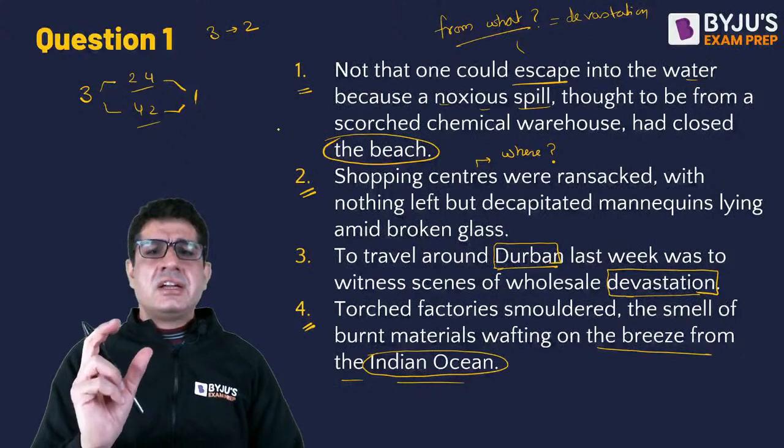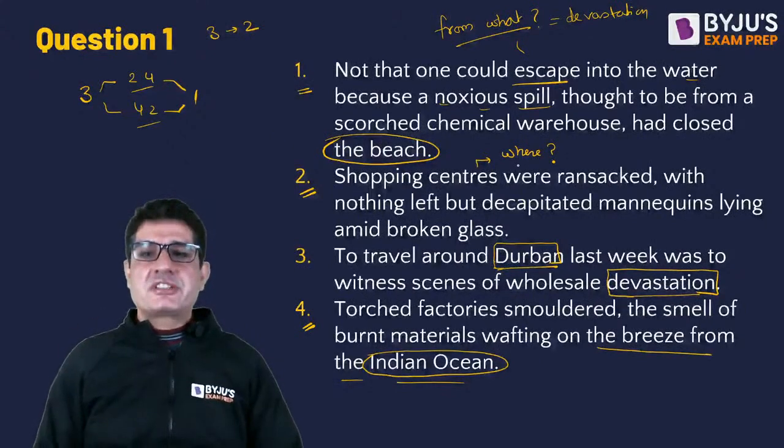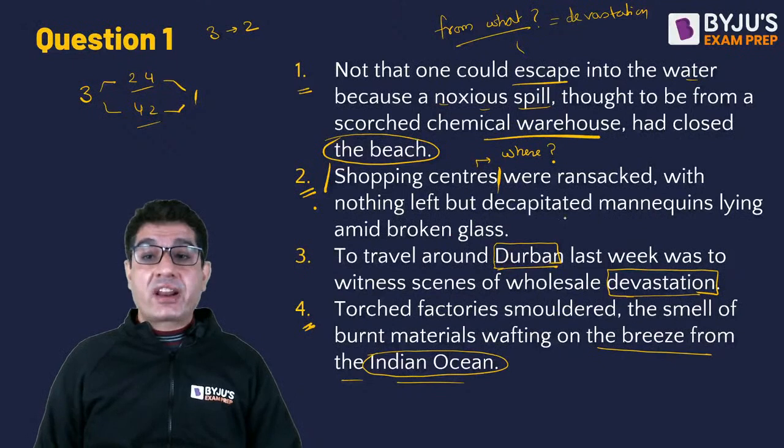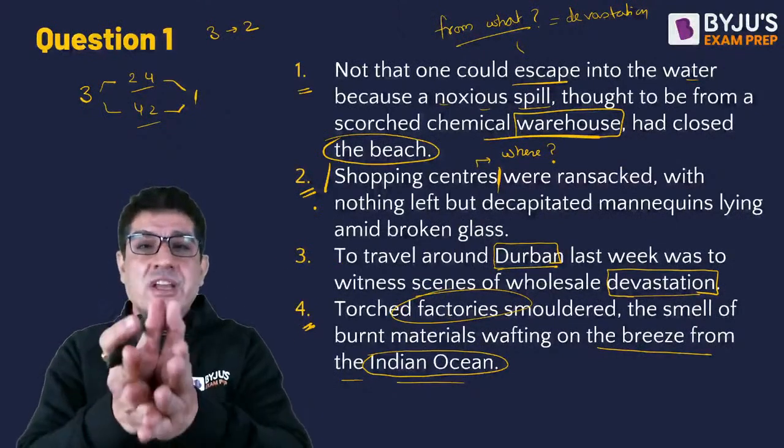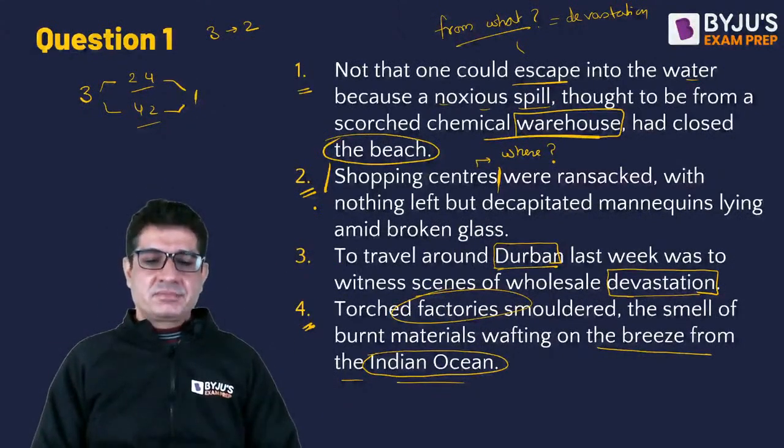Another thing that makes fourth closer to first is that second is talking about retail, whereas fourth and first both are talking about wholesale. Chemical warehouse is not a shop, it is a warehouse. Fourth is also talking about factory. So we are talking about the industrial side and not the consumer facing side.